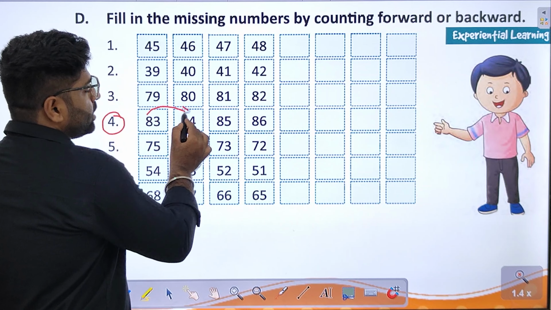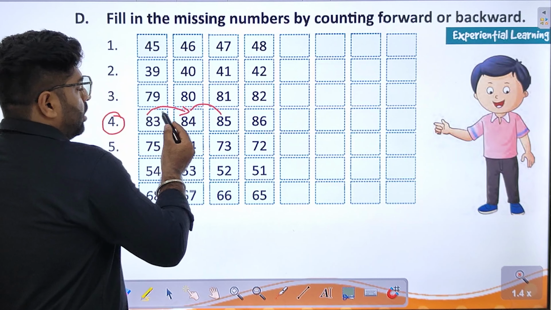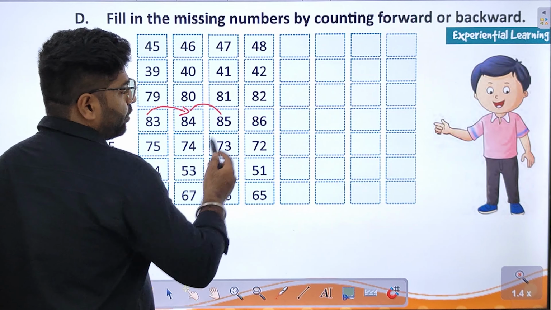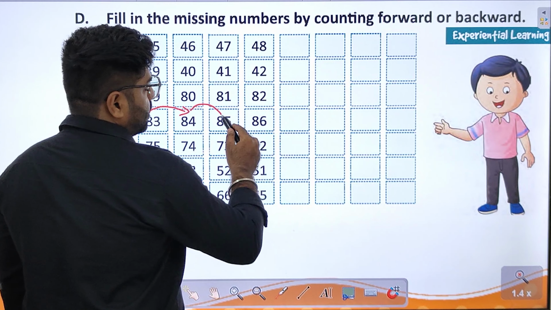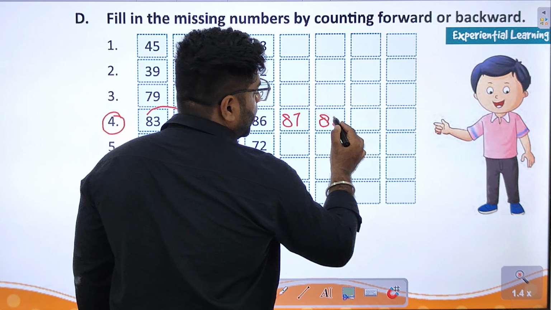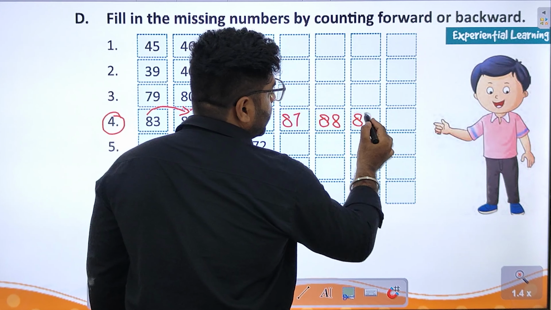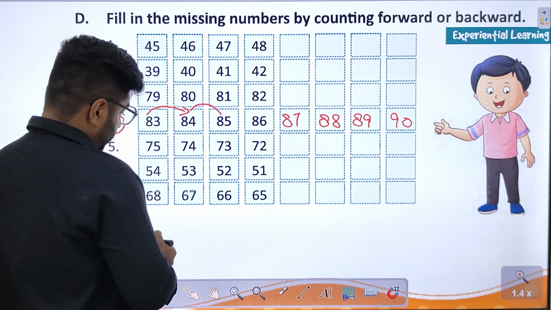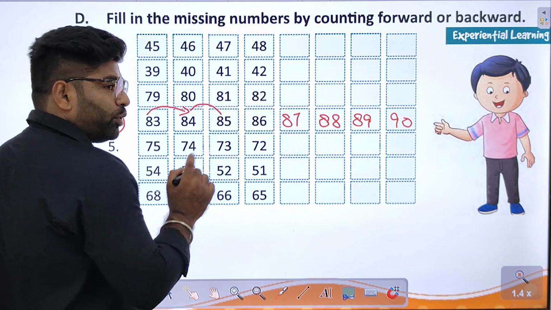Here we are having just next number. Just like 84 comes after 83, 85 comes after 84, 86 comes after 85. So after 86 we are having 87. After 87 we are having 88. Then we are having 89. And last we are having 90. Clear? Let's pick one more part.